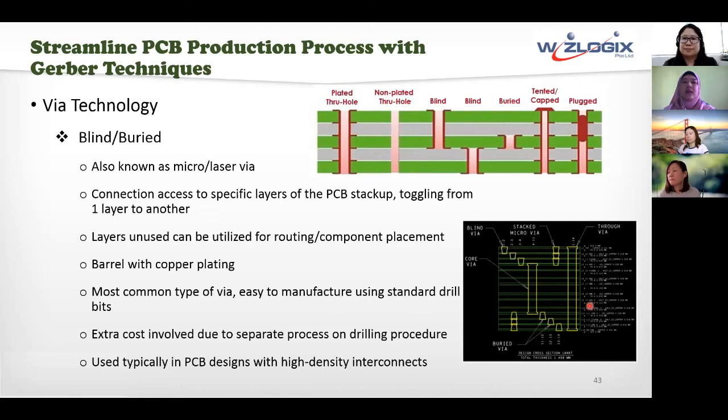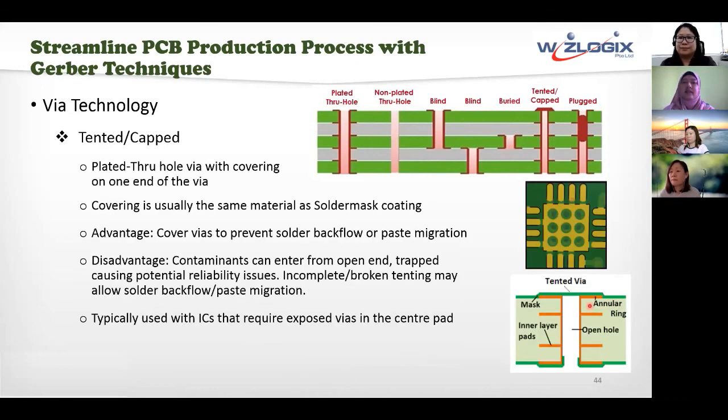Okay, so they can also be manufactured using drill bits, but of course extra processes are needed if you use the standard drill bits. Okay, and then for tented and cap, it's actually your normal plated through via with a covering on one end of the via. The covering is usually the same material as your solder mask coating, so it's like a skin-like cover. The advantage is to cover the via on one end to prevent solder blackflow or paste migration.